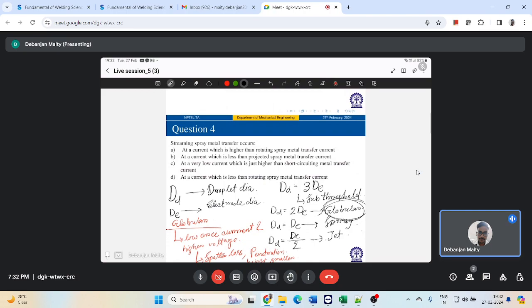So, as I said, streaming spray is a kind of metal transfer. Of course, there will be a transition current after which this spray metal transfer occurs and before which the globular kind of transfer occurs. And it happens at a current which is less than the rotating spray. The rotating spray metal transfer is the finest droplet you can think of, and you have to use the maximum amount of current to make it a rotating one, right? So for streaming spray metal transfer, the current is less than the rotating one.